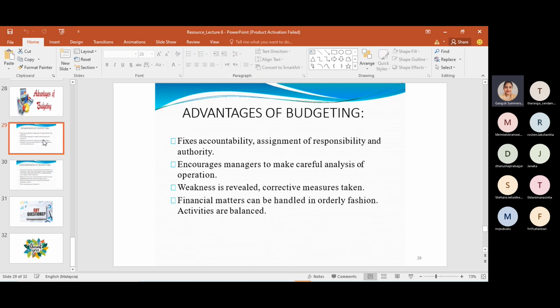That is another advantage. Through budgeting, you can identify your weaknesses, and we can correct those weaknesses. Corrective measures can be taken to correct those mistakes. Through budgeting, we can also handle our financial matters in an orderly manner. Right? We can sort out financial matters properly through budgeting. Budgeting allows us to handle our financial matters neatly, in an orderly manner. Okay, and those are the advantages of budgeting.